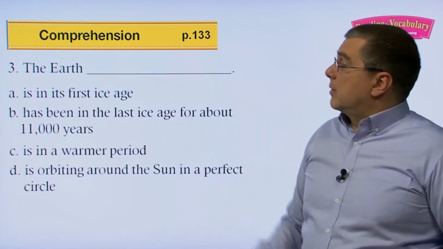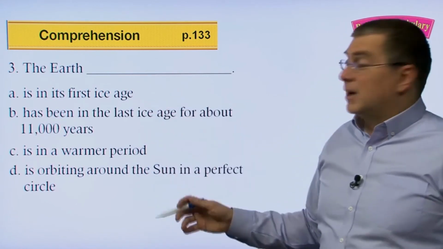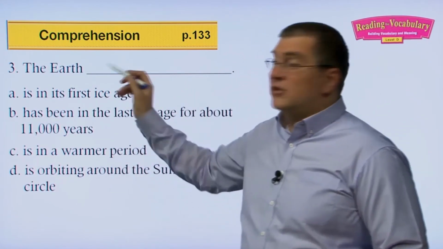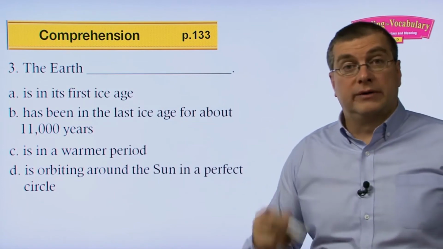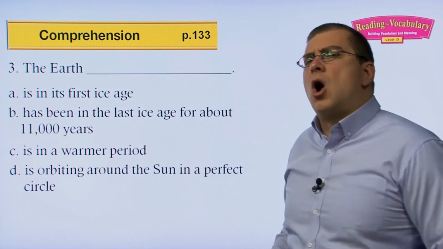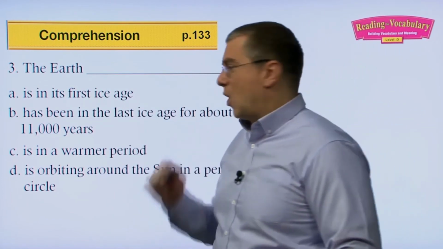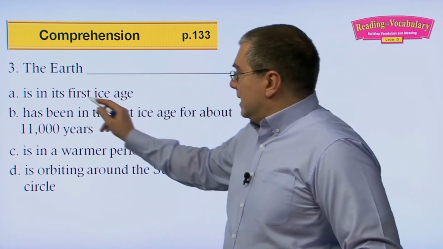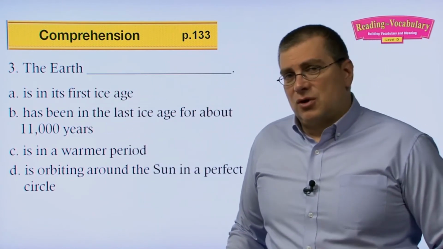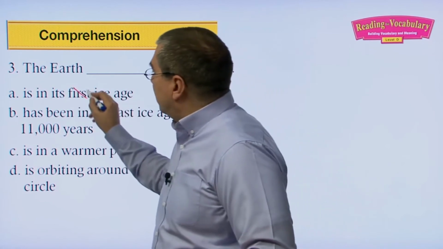Okay, so the next one, number 3, the Earth. That's easy, right? We have to find the sentence that is true about the Earth according to the reading passage. So let's go over the wrong ones first. Which ones are wrong? A, the Earth is in its first ice age. Is that true? That's not true. Not in its first ice age.